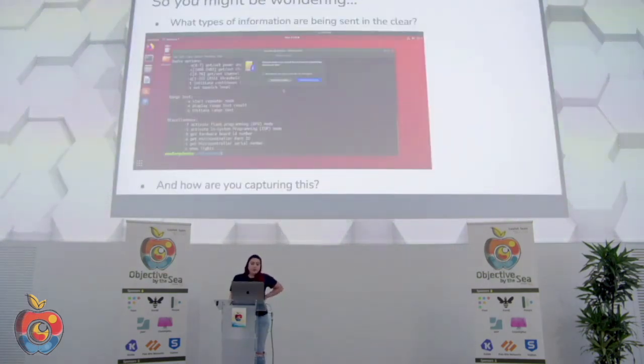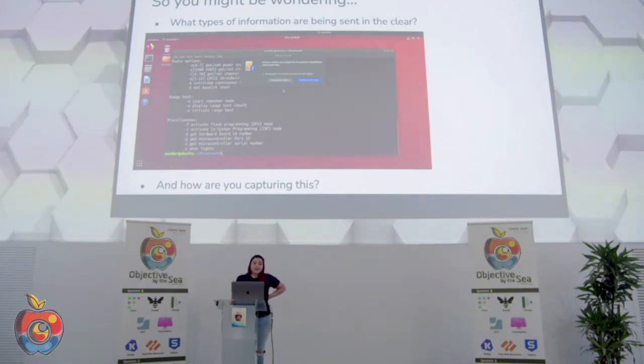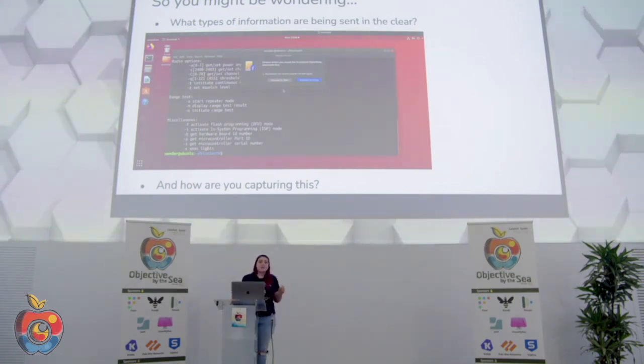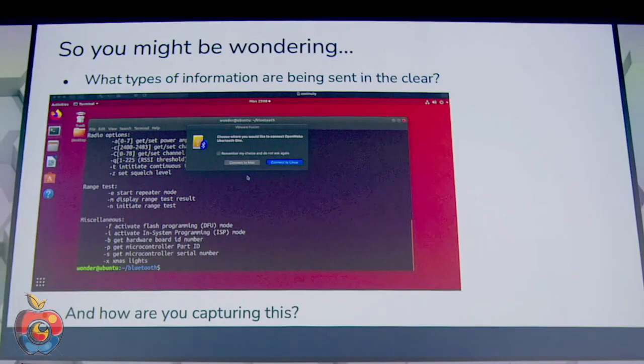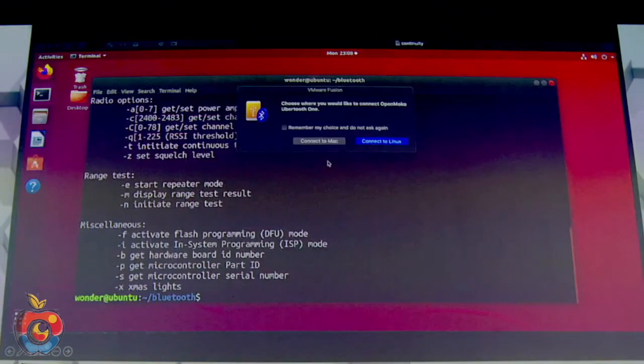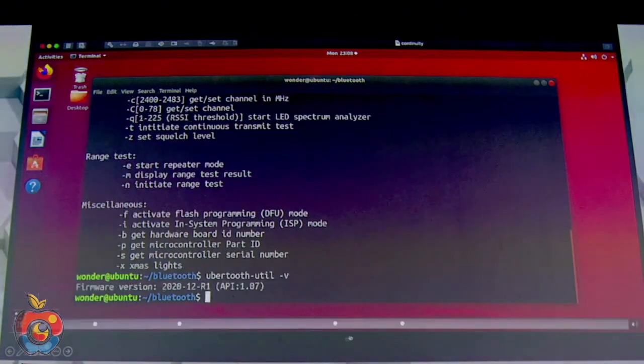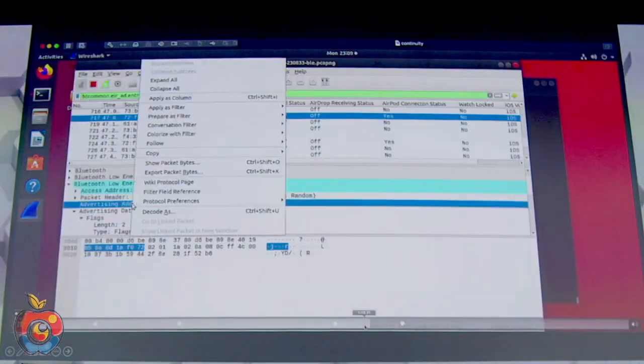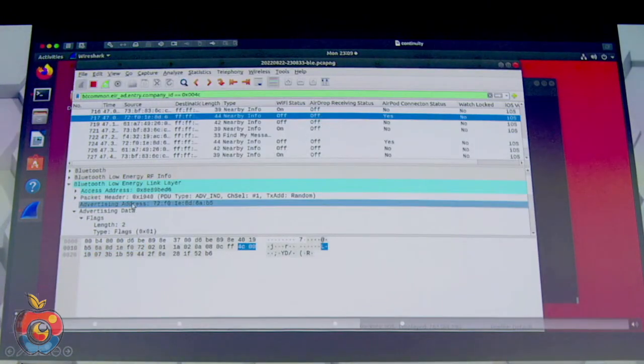All right, so you might be wondering what types of information is being sent in the clear and how you are capturing it? And this is where we have some problems because continuity is actually disclosing pattern of life or device fingerprinting information. And so from a privacy perspective, that's really bad. So this is just a demo that I was using for something else. So I just wanted to show you what the packets are.